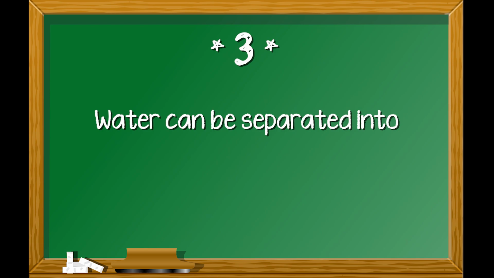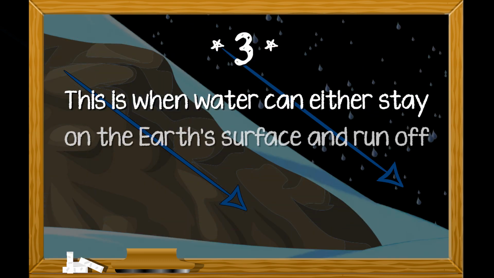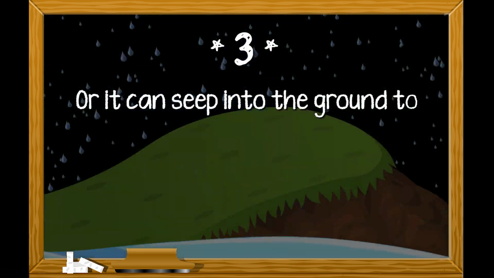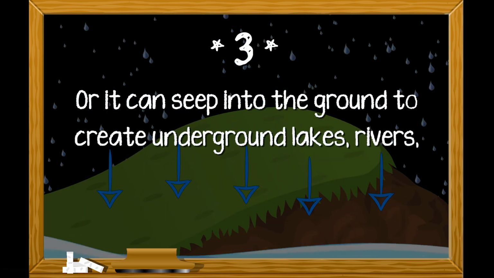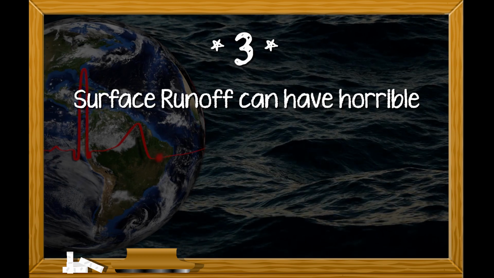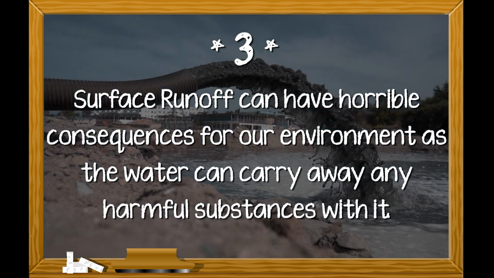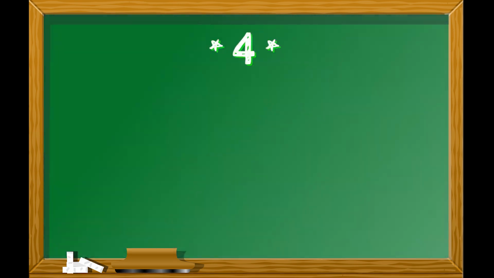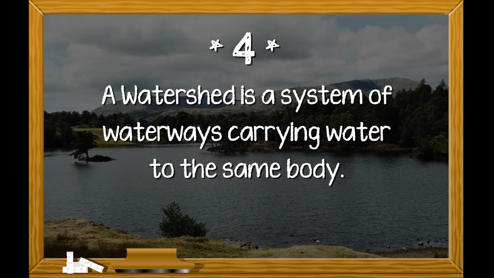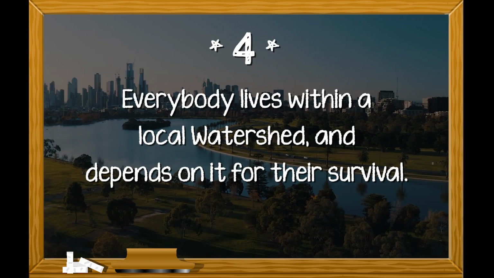Third, water can be separated into surface water and groundwater. This is when water can either stay on the Earth's surface and run off to lower ground as surface water, or it can seep into the ground to create underground lakes, rivers, and aquifers as groundwater. Surface runoff can have horrible consequences for our environment, as the water can carry away any harmful substances with it. Fourth, a watershed is a system of waterways carrying water to the same body. Everybody lives within a local watershed and depends on it for their survival.